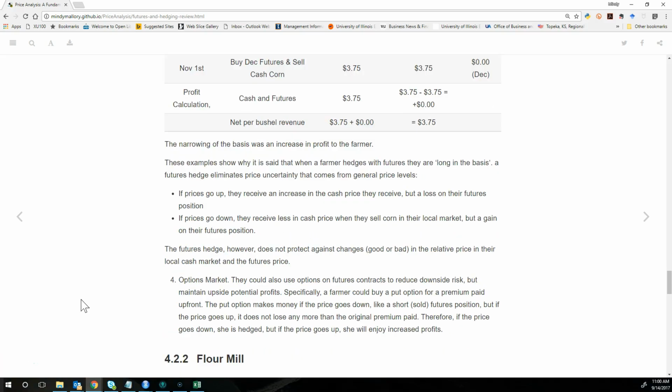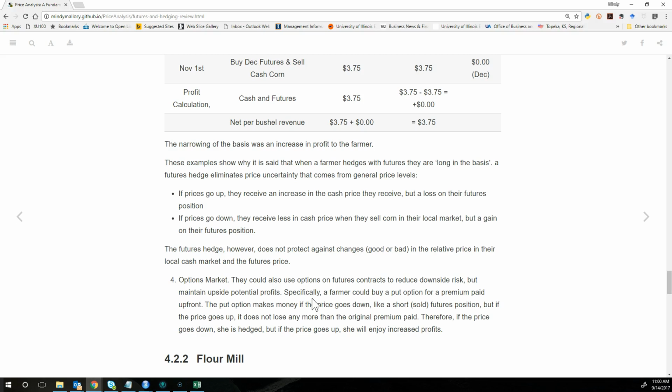Okay, so that concludes our example of hedging for a farmer and how that reduces price uncertainty but leaves them exposed to basis risk. There's one other thing I have here in the chapter, and that's that the farmer could use the options market, buying a put specifically in the case of a farmer, to reduce price risk. The option would require a premium paid up front, but it makes money if the price goes down. So using the strategy of buying a put option allows price protection when prices go down, but allows the farmer to make money if the prices go up.